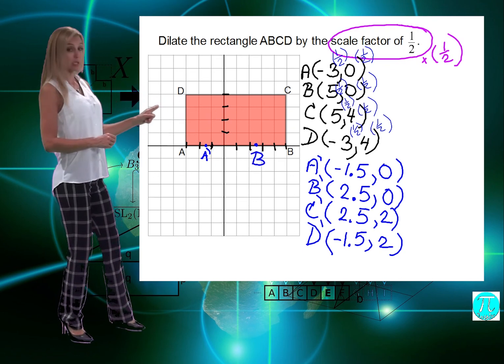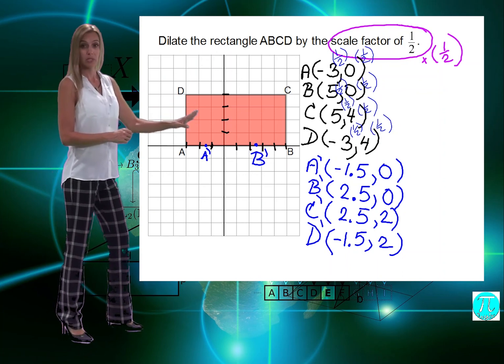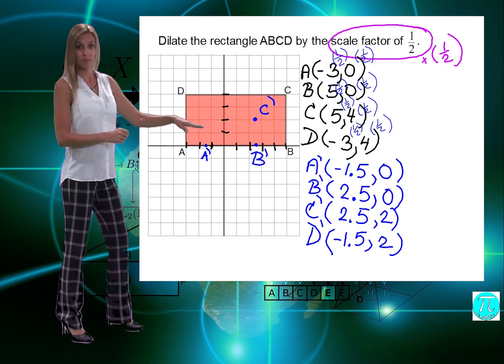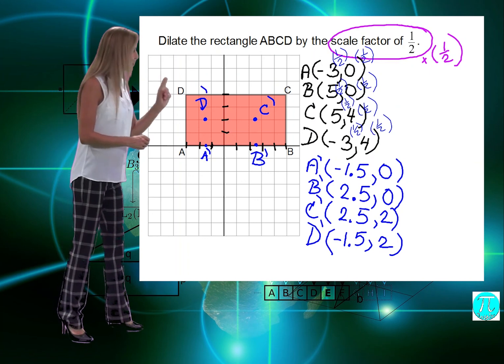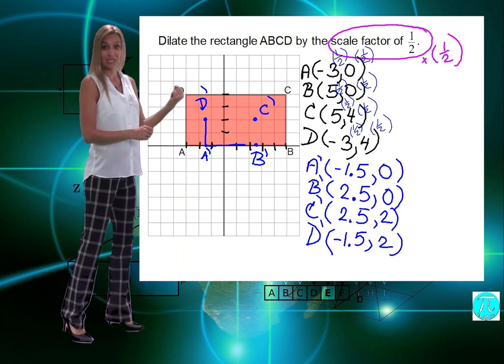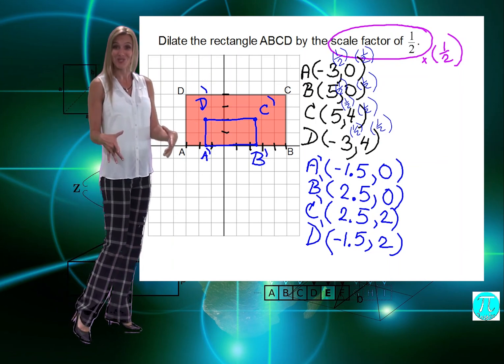A prime is -1.5 and 0. 2.5 and 0 is B prime. C prime is 2.5 and 2. D prime is -1.5 and 2. And we shrunk the image. Yay!